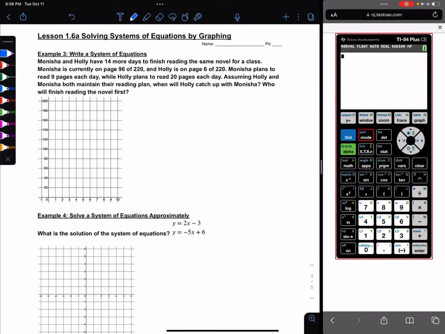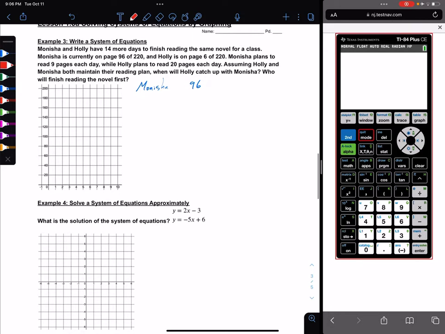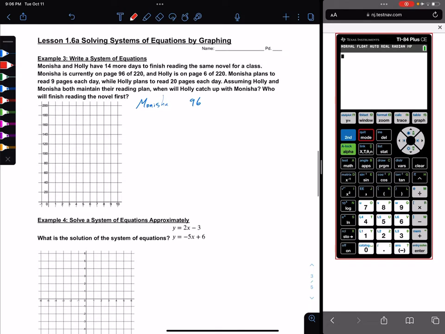Here we're going to look at example 3, write a system of equations. So we have a word problem, which is everybody's favorite, and we're told that Monisha and Holly have 14 more days to finish reading the same novel for a class. Monisha is currently on page 96, so let's make a note of that. So Monisha is on page 96, and Holly is on page 6.